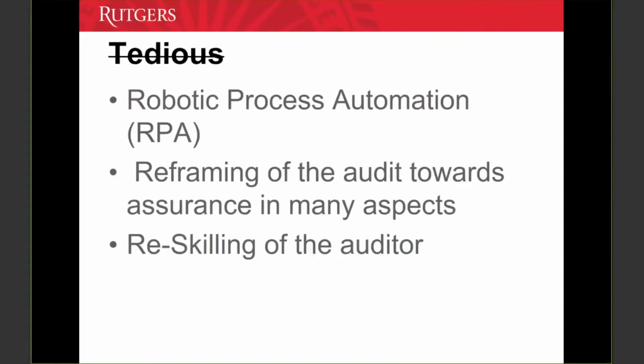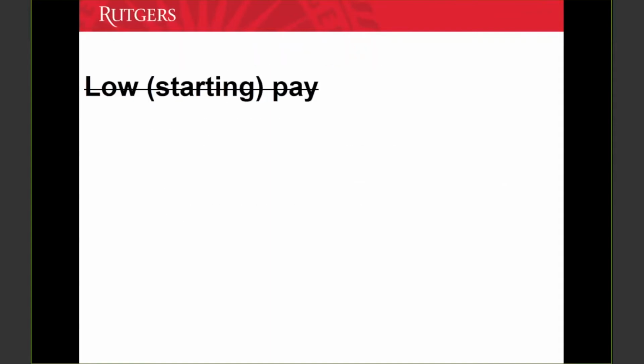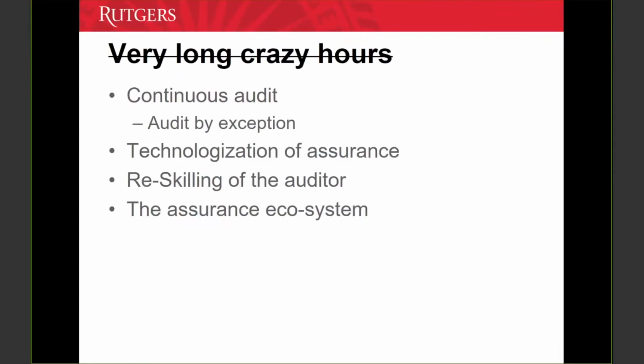So that was it for tedious. You are eliminating repetitive tasks and rethinking how you do the audit. Now, hours. The reason why the hours were very, very long, particularly in the peak period, is because you had to evaluate the balance sheet accounts at the year end. And those balance sheet accounts took most of the effort of an audit. Today you're rebalancing the audit, trying to include a little bit of continuous audit, just starting, some automation, and changing the method by which you perform the audit.